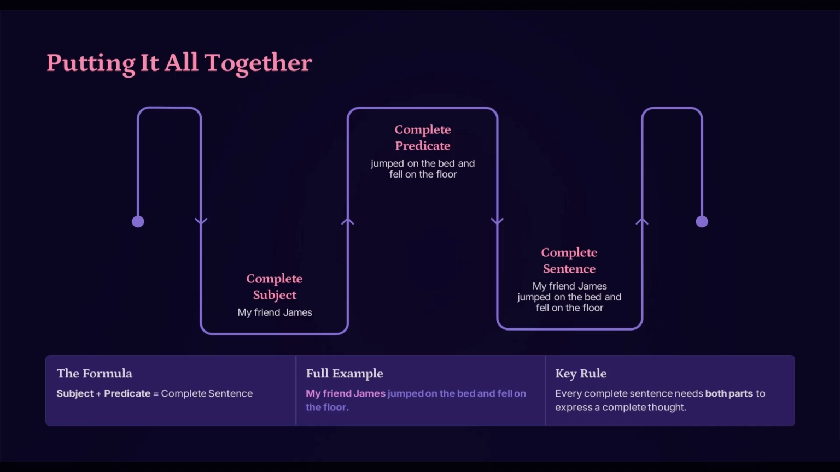Putting it all together: complete subject, my friend James. Complete predicate: jumped on the bed and fell on the floor. Complete sentence: my friend James jumped on the bed and fell on the floor. The formula: subject plus predicate is equal to complete sentence. Full example: my friend James jumped on the bed and fell on the floor. Key rule: every complete sentence needs both parts to express a complete thought.